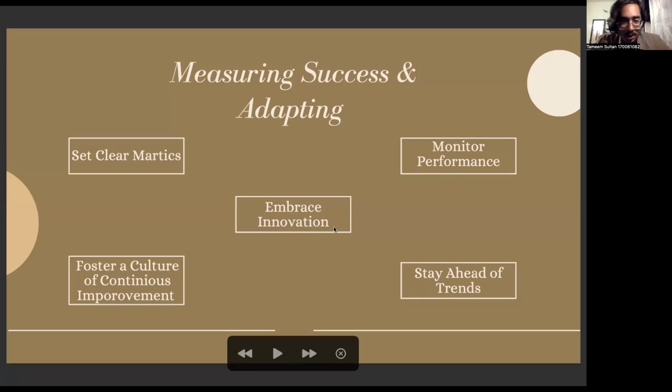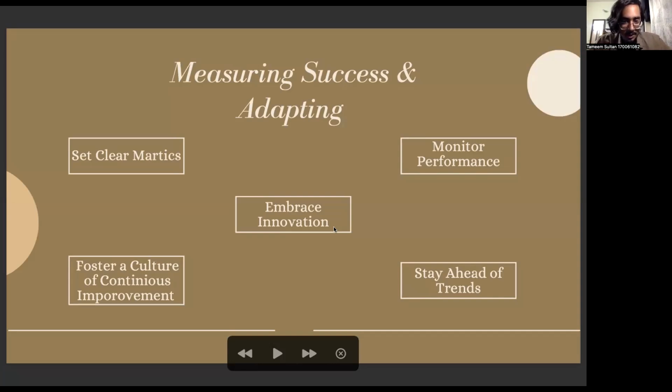Then monitor performance. Once the business is up and running, it's important to monitor performance closely. Regularly tracking and analyzing the key metrics, and use this information to identify areas where the business is performing well and the areas where improvement is necessary. Then stay ahead of trends.